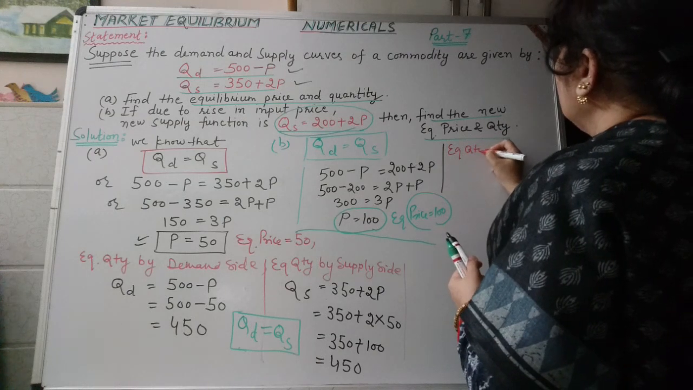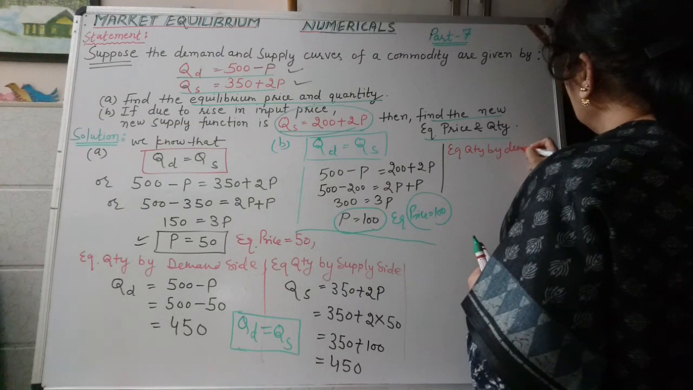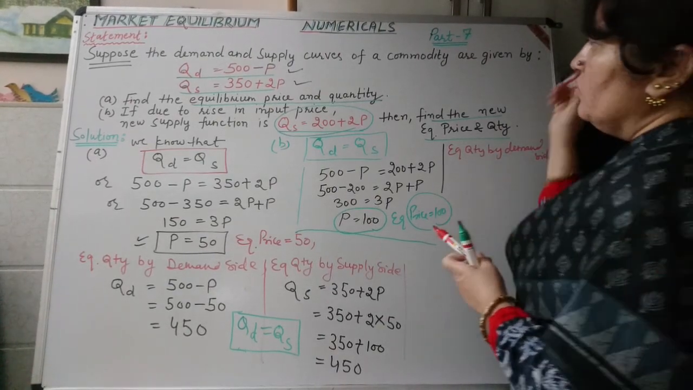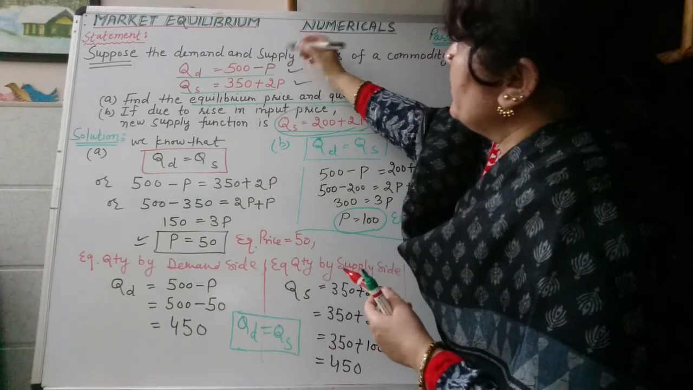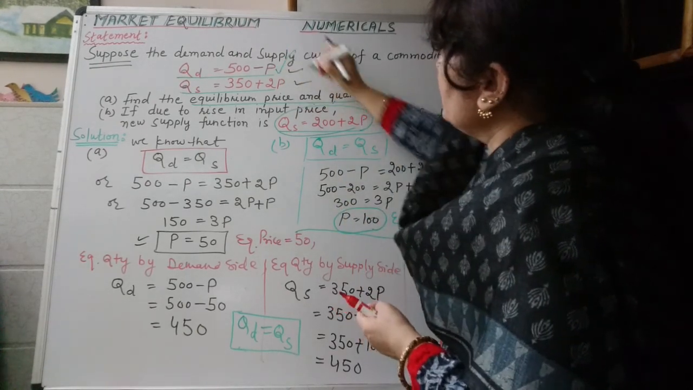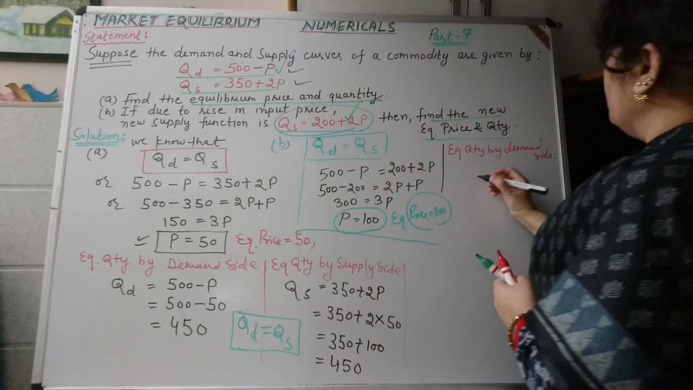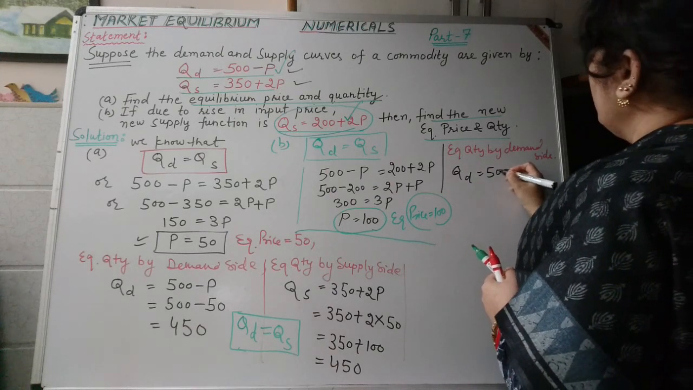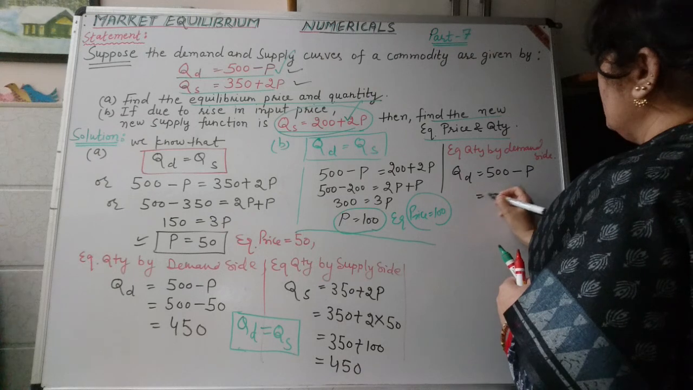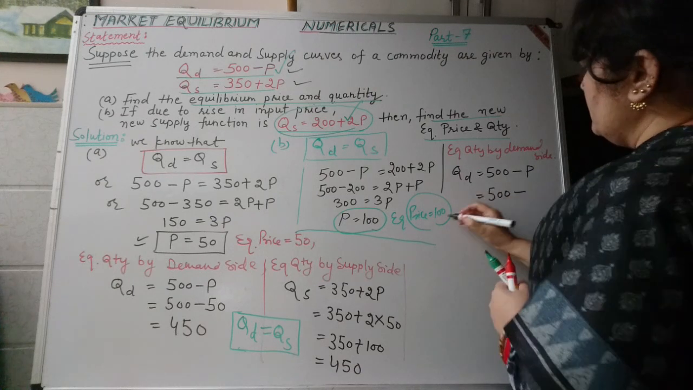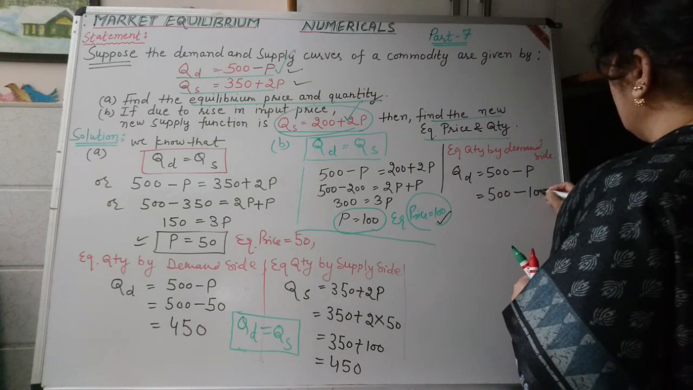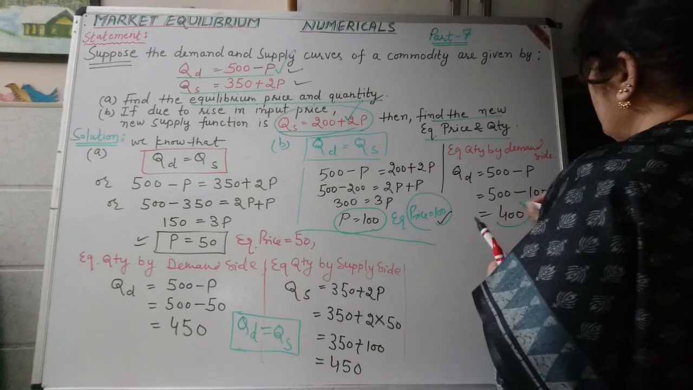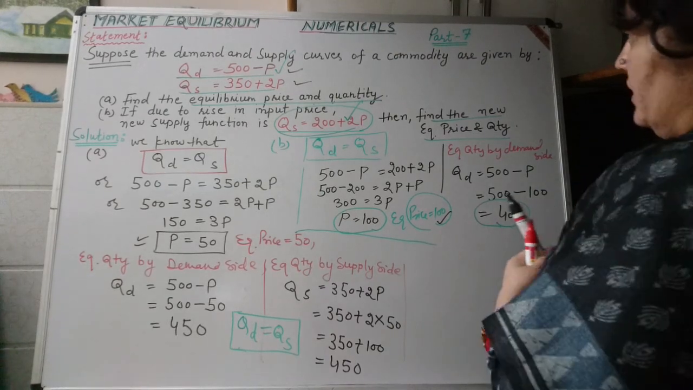Now again, the equilibrium quantity by the demand side. We will take the previous equilibrium price and the new equilibrium quantity. Quantity demanded is equal to 500 minus P is equal to 500 minus, we are putting this equilibrium price in it, 100, which is equivalent to 400. So the equilibrium quantity is 400.